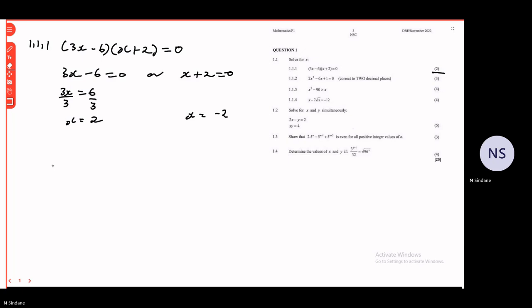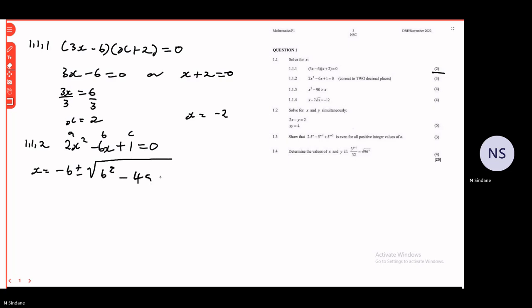The next question, which is 1.1.2, is given as 2x squared minus 6x plus 1 equals 0. So this is a good sign. Once you see that your equation equals 0, that is a good sign, because you're just going to say this is a, this is b, and that is c. From there, you use your quadratic formula: b squared minus 4ac, divided by 2a.